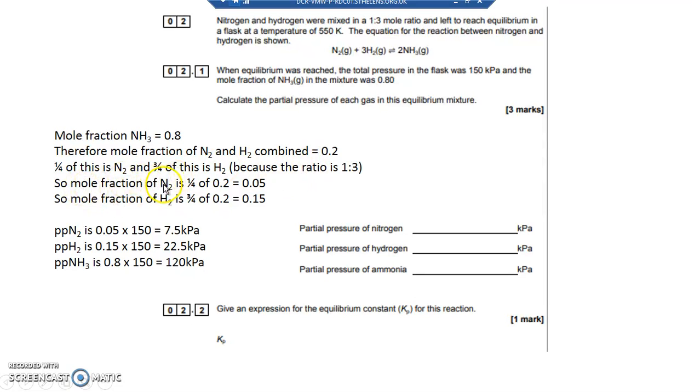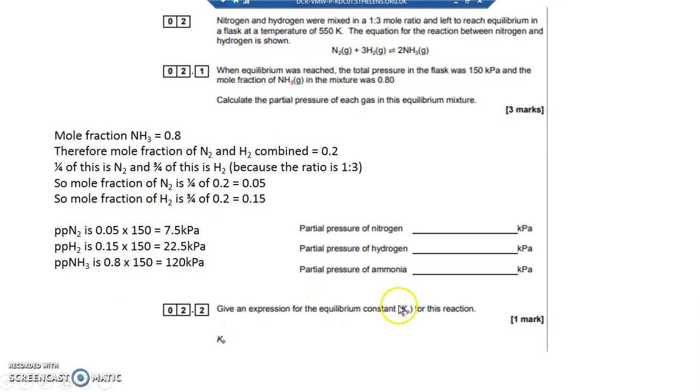So the mole fraction of the nitrogen there is a quarter of the remaining 0.2, and the mole fraction of the hydrogen is 3/4 of the remaining 0.2. So I've multiplied that out, and therefore the partial pressure of the nitrogen is its mole fraction 0.05 multiplied by the total pressure 150, that's 7.5 kilopascals. The partial pressure of the hydrogen is its mole fraction 0.15 times the total pressure 150 kilopascals, which is 22.5, and the partial pressure of the ammonia is 0.8 multiplied by the total pressure 150, 120 kilopascals.